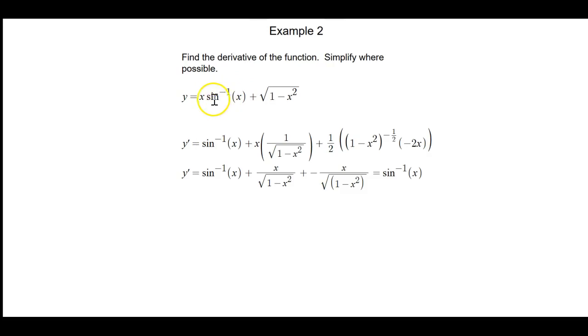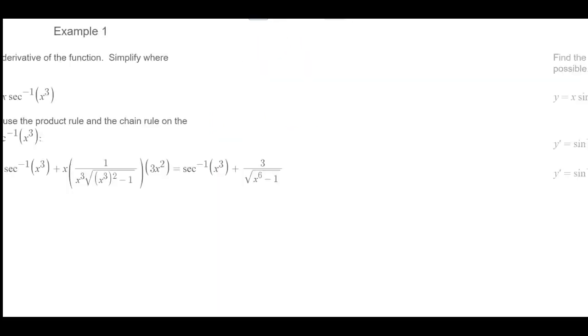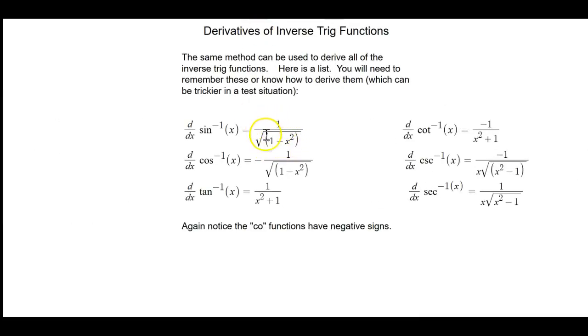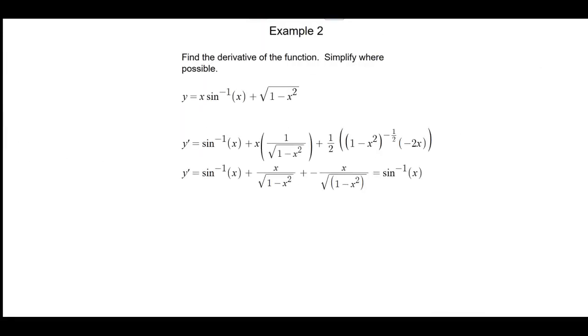So again, this first term, I'm going to use the product rule. So for the derivative of the first times the second, I just get the arcsine or inverse sine function, plus the first times the derivative of the second. So going back here, this is the derivative of the arcsine function. And notice the argument to that was just x.